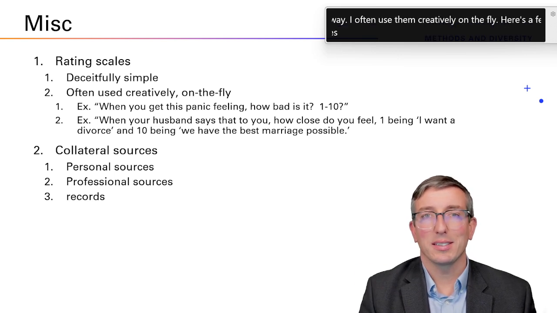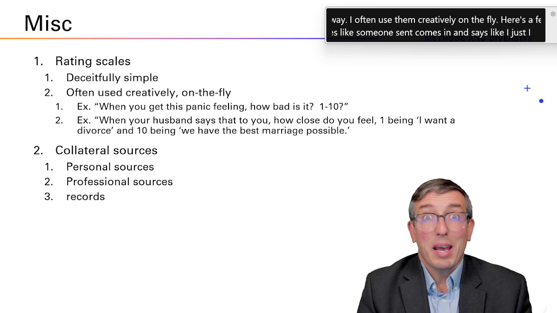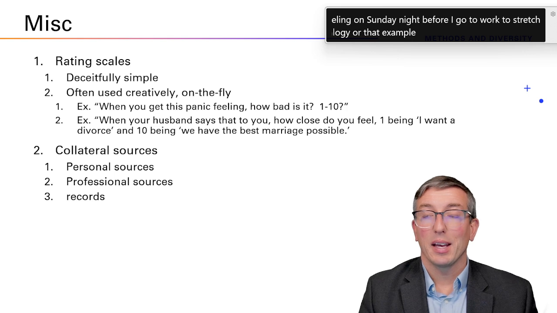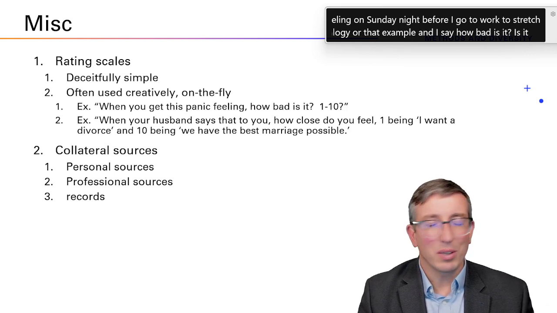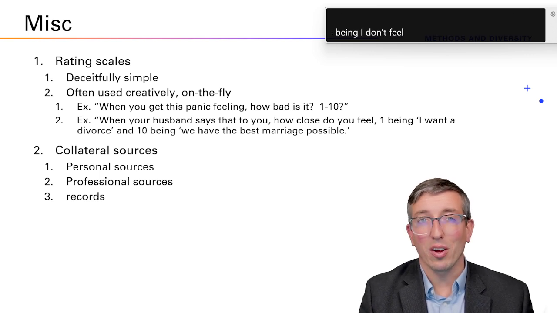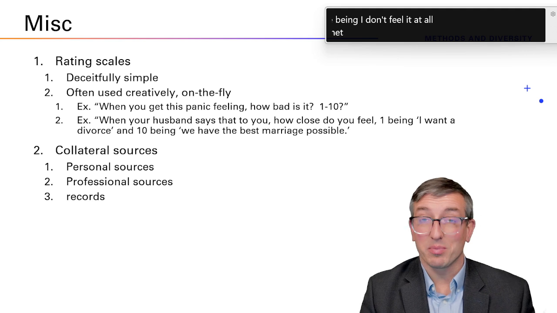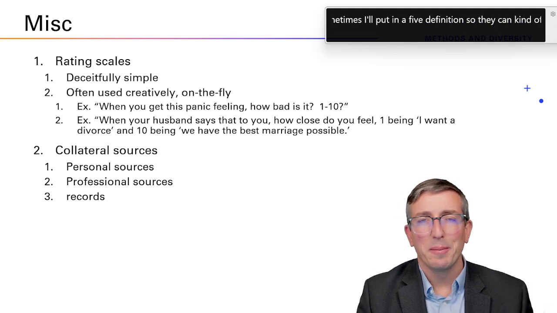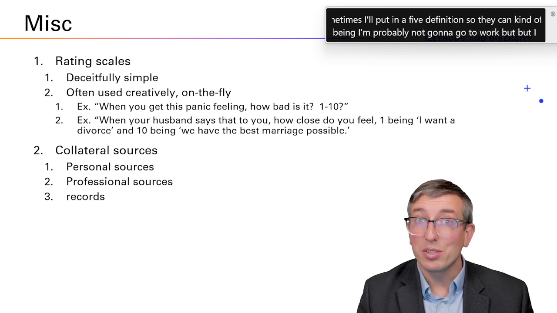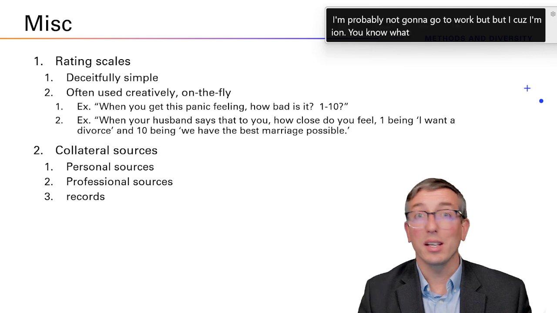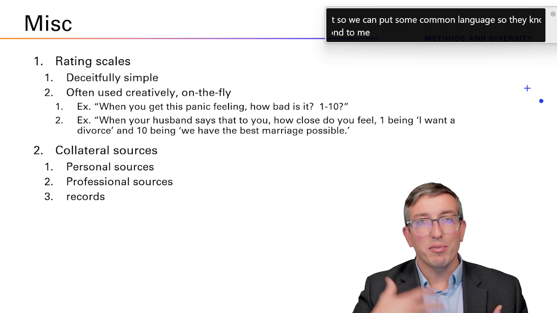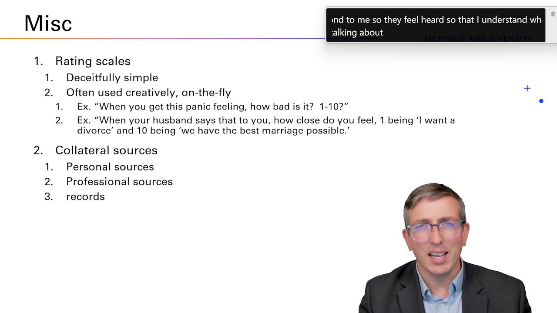Here's a few examples. Someone comes in and says, I get this panic feeling on Sunday night before I go to work. And I say, how bad is it? Is it like 1 to 10? 10 is, I think I am having a heart attack, I need to go to the hospital. And 1 being, I don't feel it at all. Sometimes I'll put in a 5 definition so they can gauge it. Like 5 being, I'm probably not going to go to work because I'm too ill to function. Whatever the scale is, I make it up at the time, just so we can put some common language so they know how to respond to me, so they feel heard, so that I understand what they're talking about.